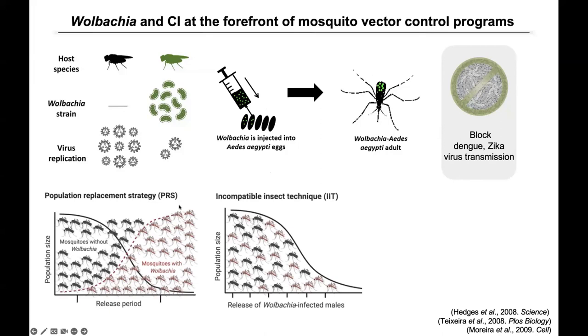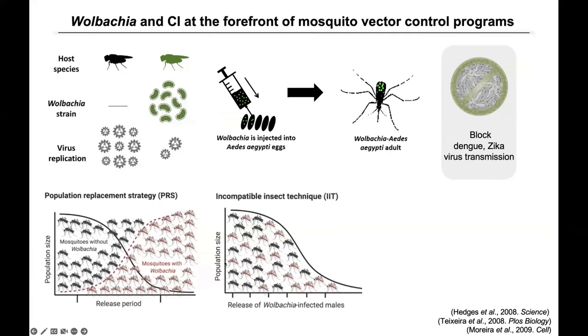Now, combining Wolbachia-based CI as a spread mechanism and Wolbachia-induced viral blocking, researchers across the field are using Wolbachia and CI in vector control programs. They are using two different techniques. One is a population replacement strategy. If the field population of mosquitoes does not carry Wolbachia, you release mosquitoes that carry Wolbachia, and due to CI, they will spread faster. Since the whole population is then Wolbachia-infected, it will have the ability to suppress virus replication. So this is one way to curb arbovirus replication.